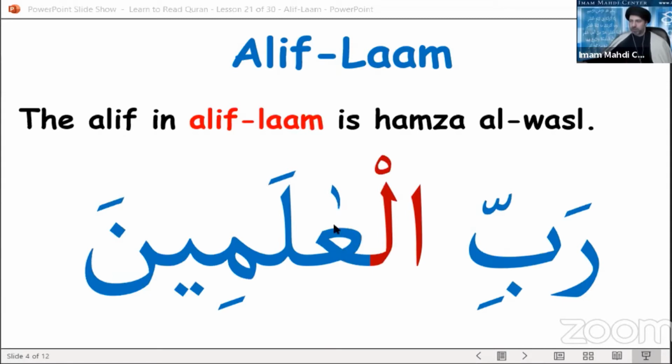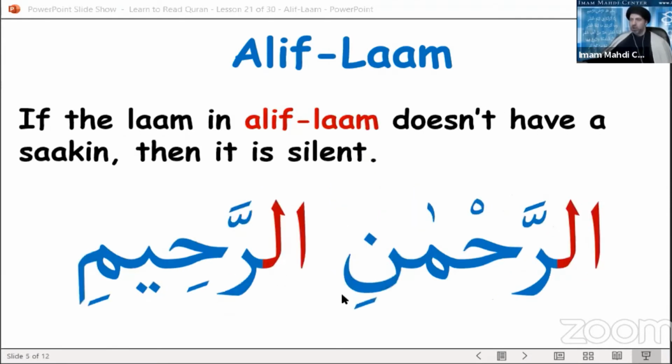Ayn with this Mad of Alif is A. Lam and Fatha is La. Mim with Kasra and Ya is Mi. Noon with Fatha is Na. We read it as Rabbil Alameen.